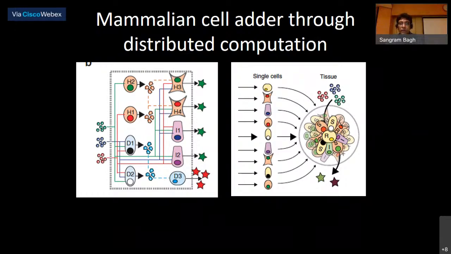So that is one of the important examples of distributed computation in synthetic biology. Many people, including myself, believe that distributed computing is the next course of synthetic biology. Instead of doing everything in a single cell, distributed computing is probably important for synthetic biology.